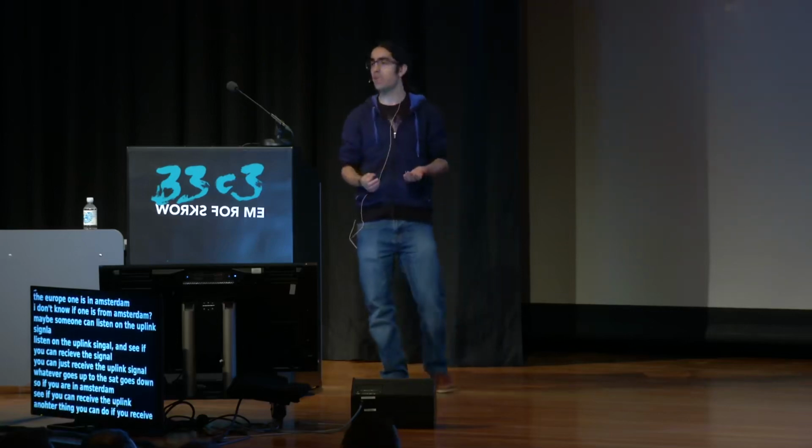And another thing you can do if you can receive the uplink is go and do some radio direction finding. Maybe you can find the ground station. Probably it has very, very large satellite dishes. So the Asia Pacific one is in some small village in New Zealand.